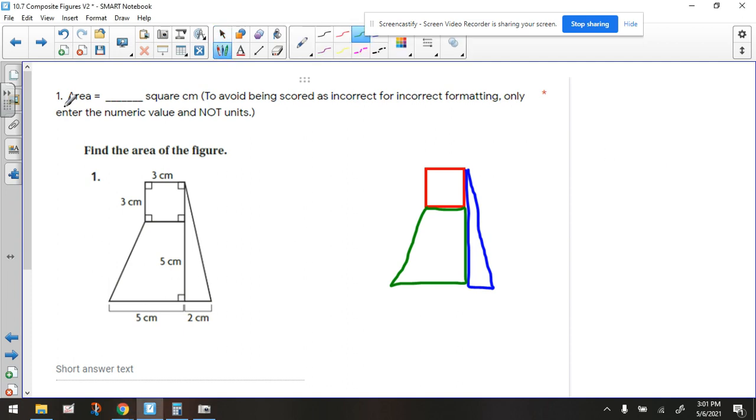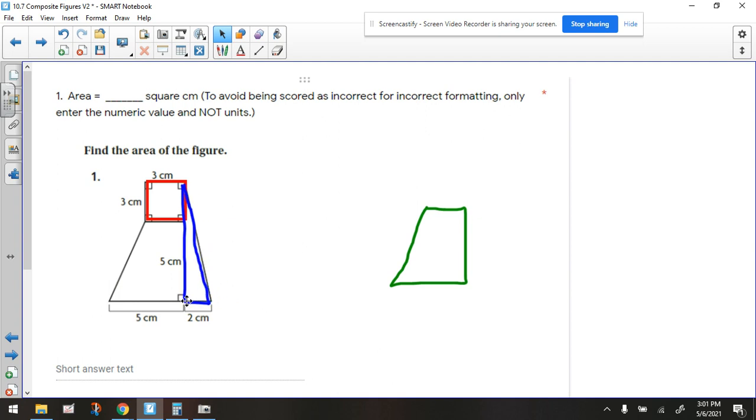We're taking a look at question number 1. They want you to find the area of this composite figure, and the best approach here is to break it up into shapes that have formulas. So what are those shapes? We have a square right here, we have a triangle right here, and then we have a trapezoid right here.